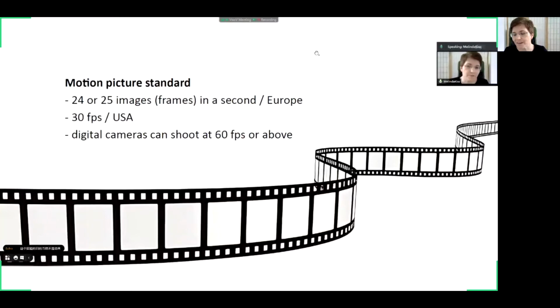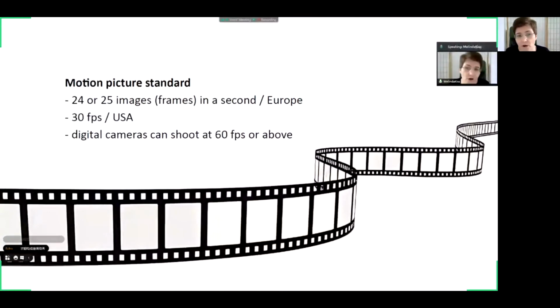The question is, we have seen that there were 16 pictures in the case of Eadweard Muybridge's experiment. But today, how many images are necessary in a second in order to create a smooth movement? So there are different motion picture standards. Here in Europe, we use 24 or 25 frames in a second.